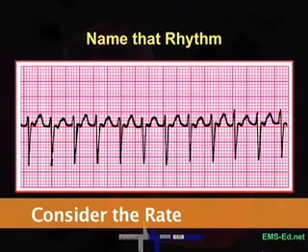Okay, by the numbers. First, the rate. So from this R wave to the next big box is 300. This is 150. This is very, very fast. This is between 150 and 300. This is actually a heart rate of about 200. It is regular. All the R to Rs seem to be consistent. So we have a regular rhythm.